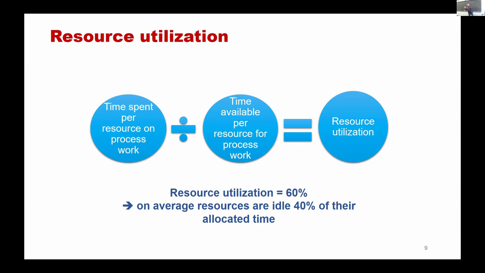If I maximize resource utilization, if my resources are working, let's say at 80% capacity, then I am actually, as a result, reducing the cost per instance, the resource cost per instance of my process. However, there is a trick to it.